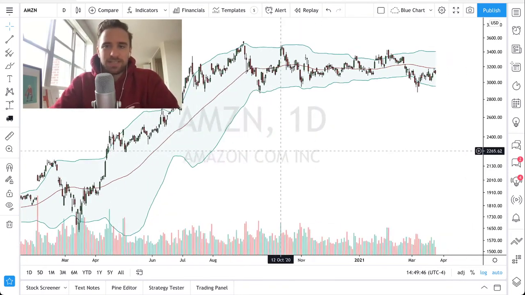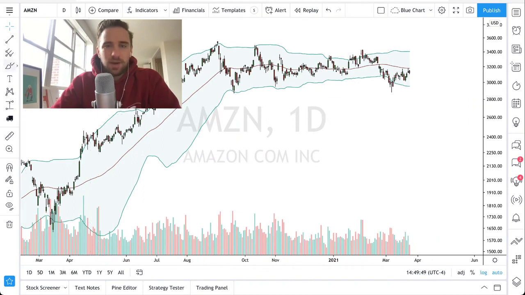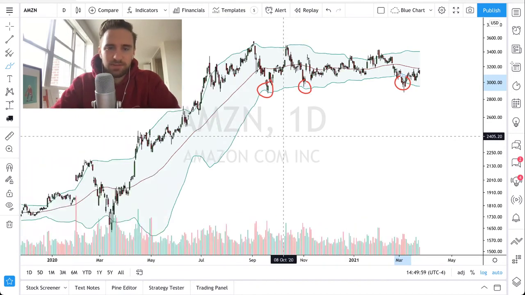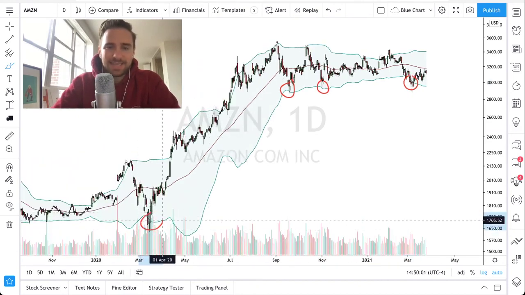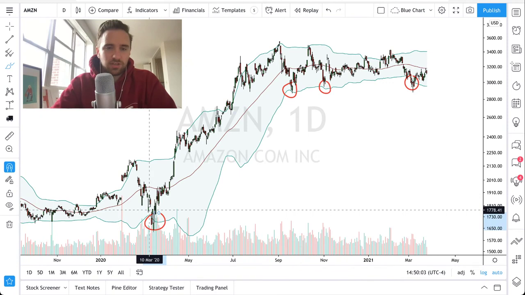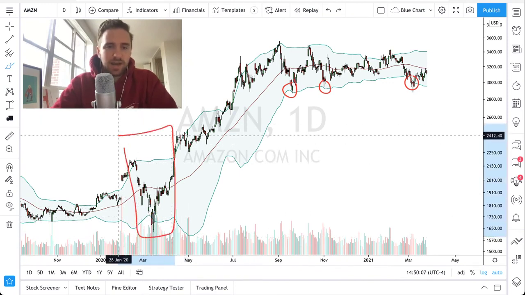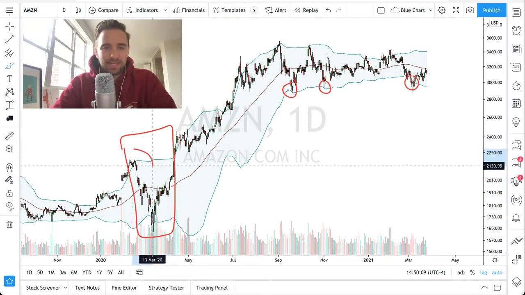So now what I want to do is look at every time Amazon got close to or tested the bottom of these Bollinger Bands, a 2 standard deviation move away from its 50-day moving average, and just get some idea. Well, this is actually the March crash, so we want to ignore this because to us it is such an outlier. This was the COVID-19 crash.